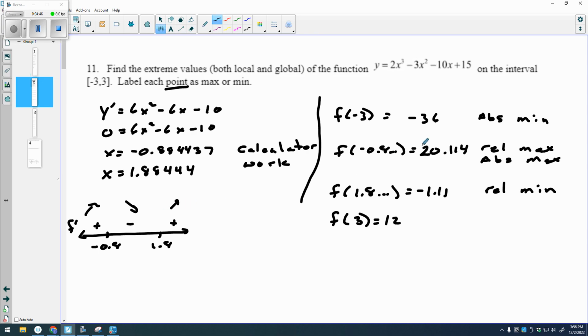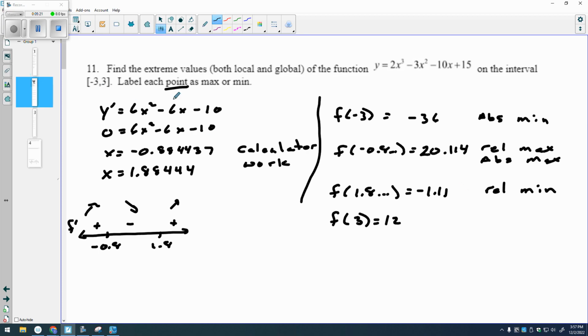Okay, now global. So now I want to look at those, and I want to check the endpoints. So I took a -3 and plugged it in, took a +3 and plugged it in, and I got these values. For absolute or global, this is the smallest in that region, so it's my absolute min. This is the largest, so it's my absolute max. Yes, it happens to be also a relative max because it's larger than anything in that area. And this is my relative min. Okay?